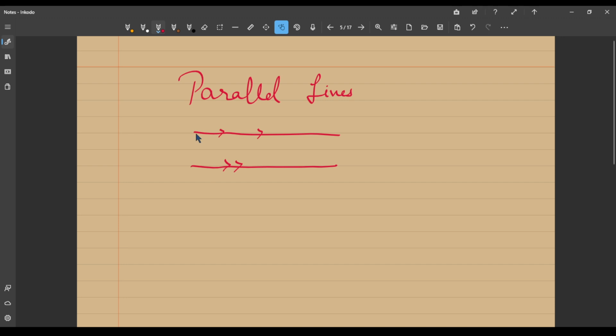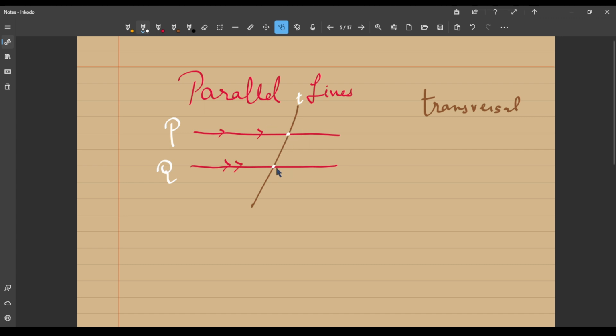So now we are going to explore what happens when a transversal cuts these two parallel lines. By a transversal, I mean just a line which cuts the two parallel lines at two different, two distinct points. One here, it cuts here, and it also cuts the other line here. So if I name this line as P and this line as Q, the transversal T cuts P at the first point here and Q at this point.